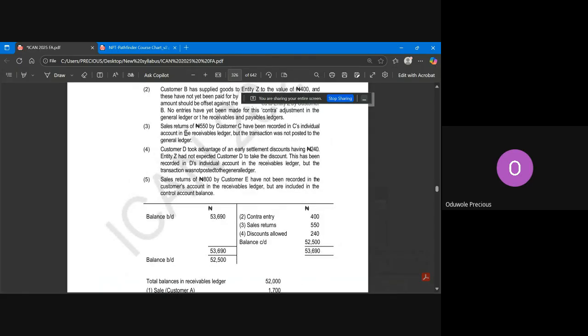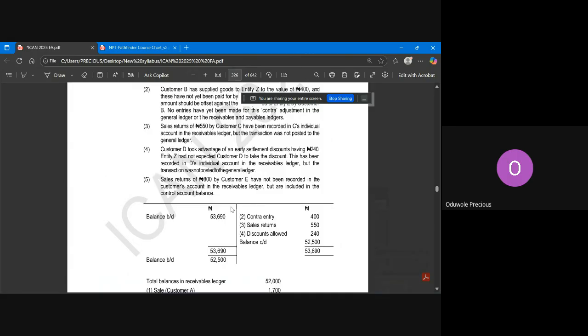Then the third one says sales return of 550 by customer C has been recorded in C's individual account in the receivable ledger, but the transaction has not been posted in the general ledger. So what does it mean? It means this sales return will affect control accounts. It will be on the credit side of the receivable control account.